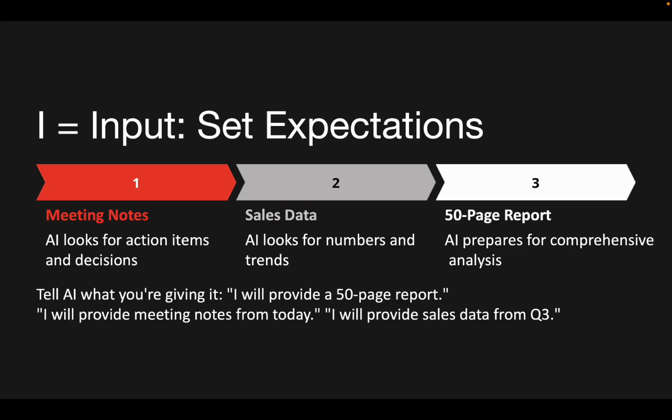I is for input. You're going to tell the AI what you're giving it. I will provide a 50-page report, or I will provide meeting notes from today, or I will provide sales data from Q3. Why does this matter? Because then AI knows what to expect. It prepares to process that type of content. If you say meeting notes, AI knows to look for action items and decisions. If you say sales data, AI knows to look for numbers and trends. In this case, we're going to say the 50-page market research report.